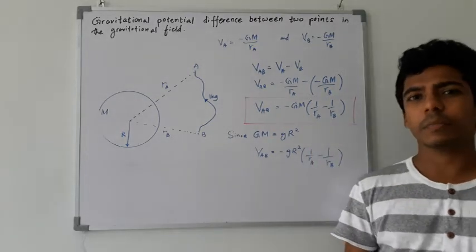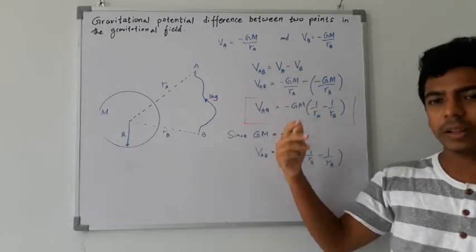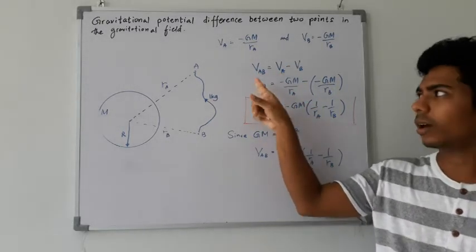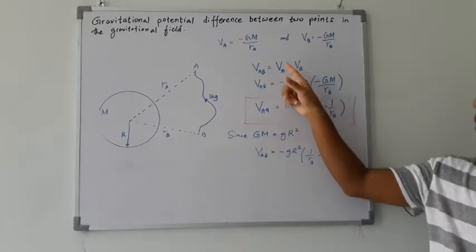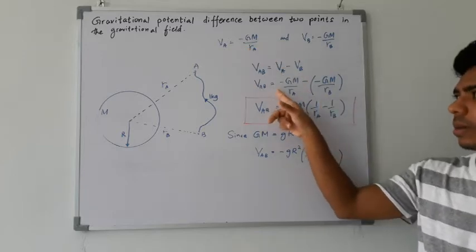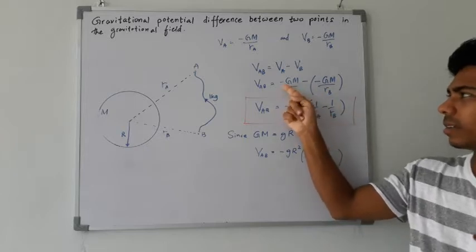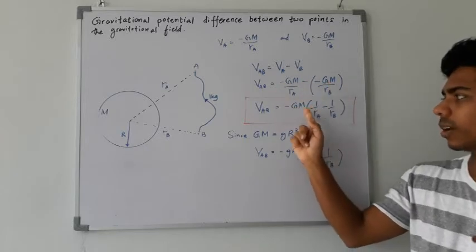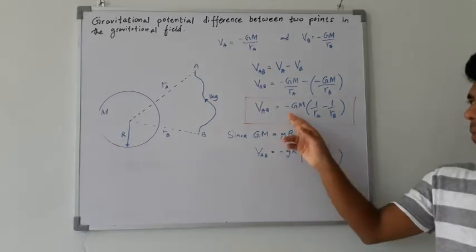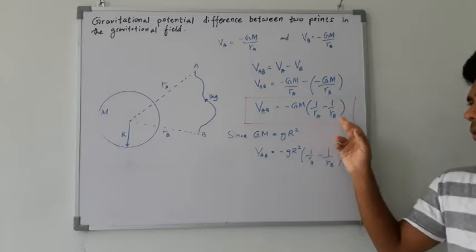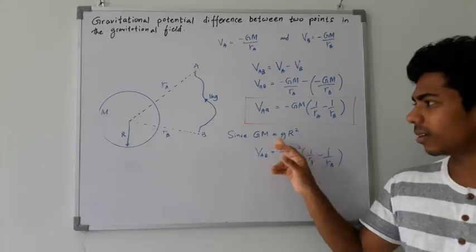So I can write the potential difference, or change in potential, that is VA minus VB. That is the same as VAB, the potential at A relative to B. I can substitute these values, so I get VAB is equal to minus GM over RA minus minus GM over RB. Here minus GM is common in both terms, so I can take that out. So I can write the potential difference between A and B as minus GM times 1 over RA minus 1 over RB. Since we know GM is equal to gR squared, where R is the radius of this planet.